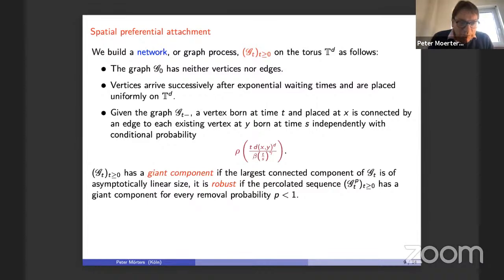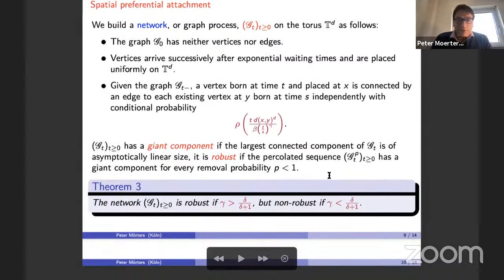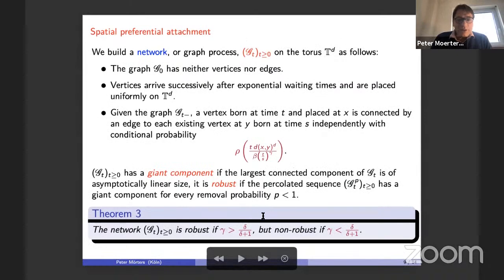And from our main result, we derive the following corollary. The network is robust if gamma is bigger than delta over delta plus 1, and not robust if gamma is less than delta over delta plus 1.